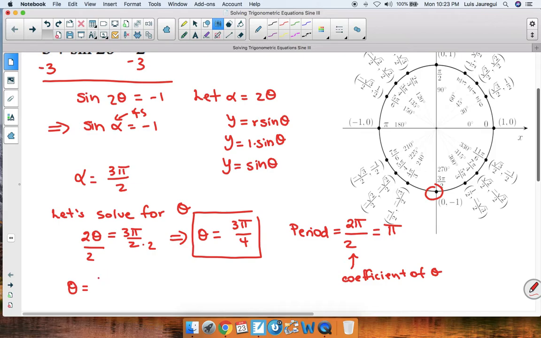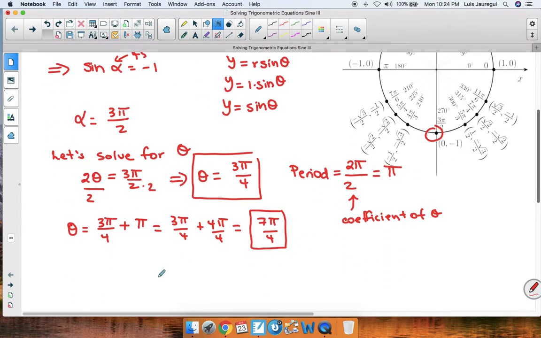So we can say, well, we take the 3 pi over 4, and we're going to add pi to it. Now, this is equal to 3 pi over 4 plus 4 pi over 4, which will give you 7 pi over 4. So this is also another solution. Therefore, we can say that the solutions to our original equation are simply equal to 3 pi over 4 and 7 pi over 4.